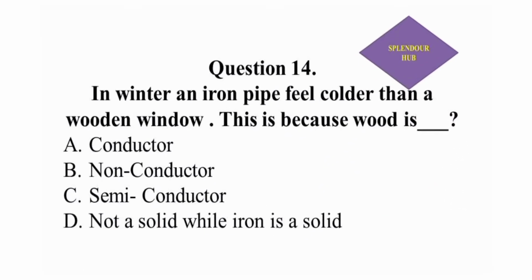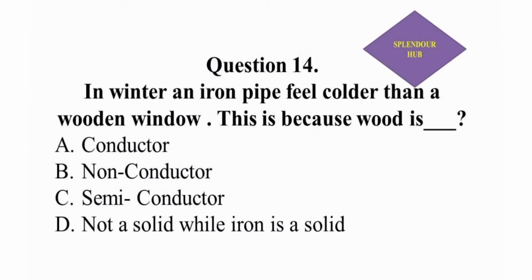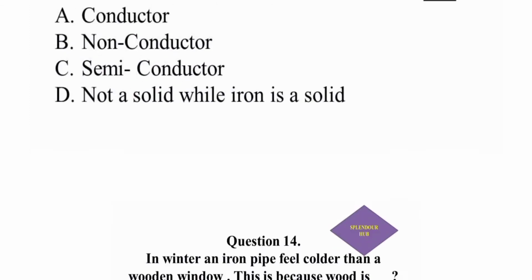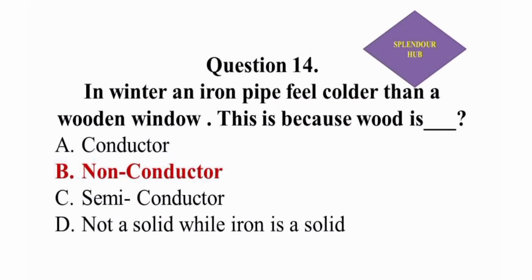Question 14. In winter, an iron pipe feels colder than a wooden window. This is because wood is option A conductor, B non-conductor, C semiconductor, D not a solid while iron is a solid. Answer: in winter an iron pipe feels colder than a wooden window. This is because wood is a non-conductor.